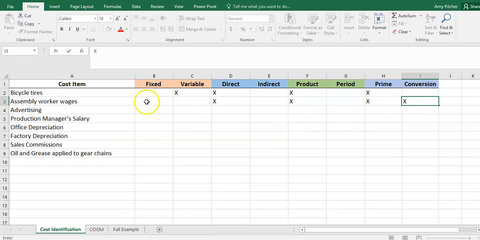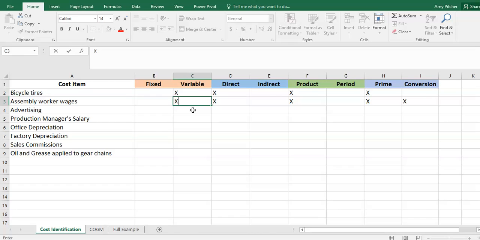Now, trying to decide whether direct labor is fixed or variable, this is where we want to look at the words. The word wages means hourly wage, which is a variable cost. Where down here, the word salary means a fixed yearly salary. So salary indicates a fixed cost and wages indicates a variable cost.